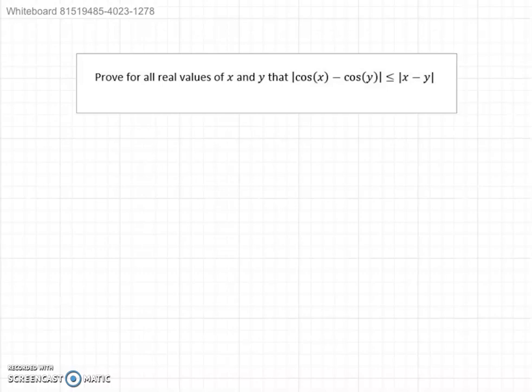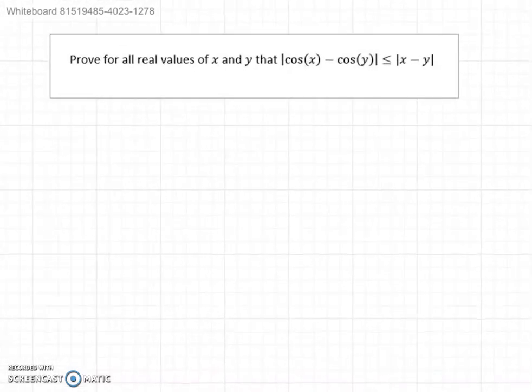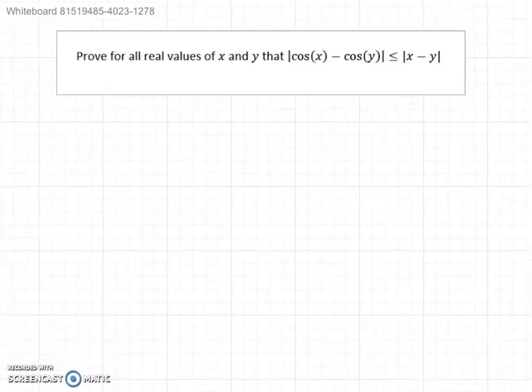Today I'll be applying the calculus mean value theorem to prove that for all real values of x and y, the absolute value of cos x minus cos y is at most the absolute value of x minus y. Okay, so in this question we can first analyze a simple case, and a simple case is just when x and y are equal.